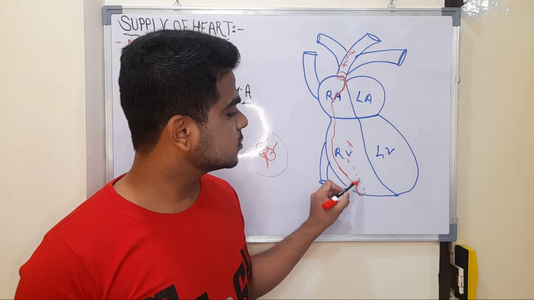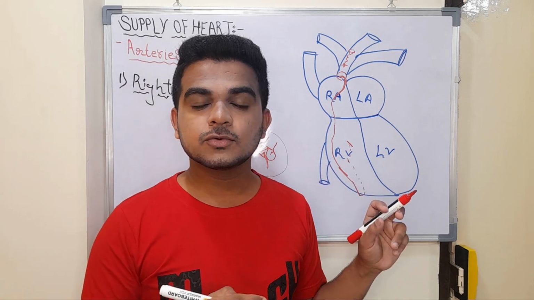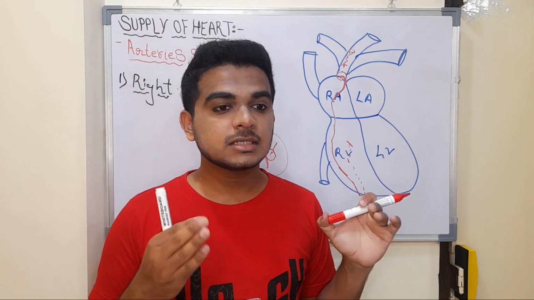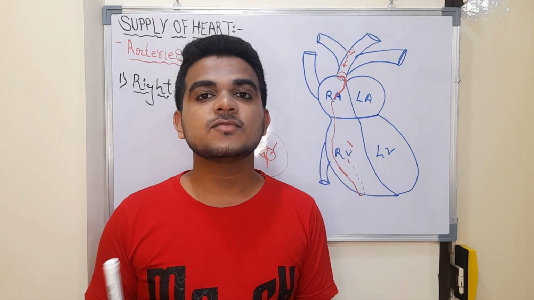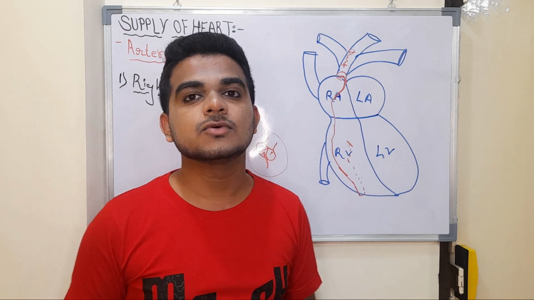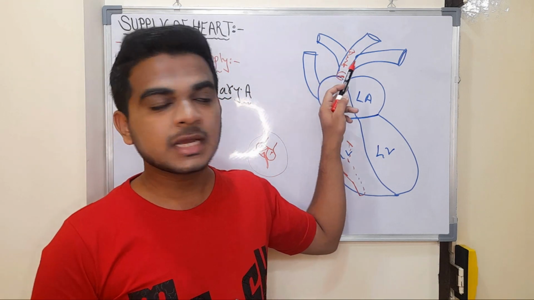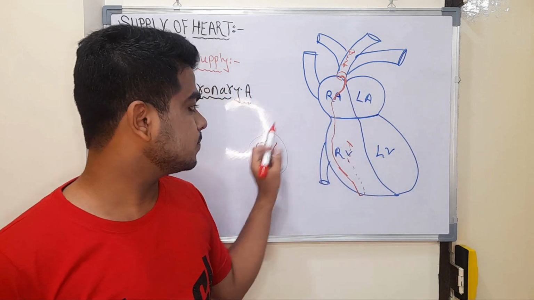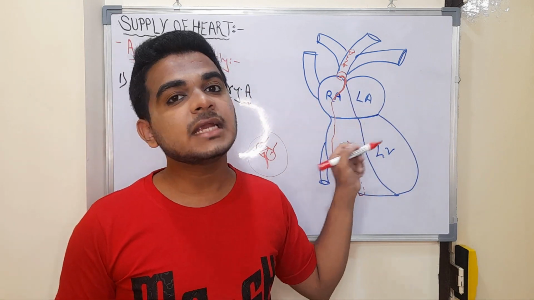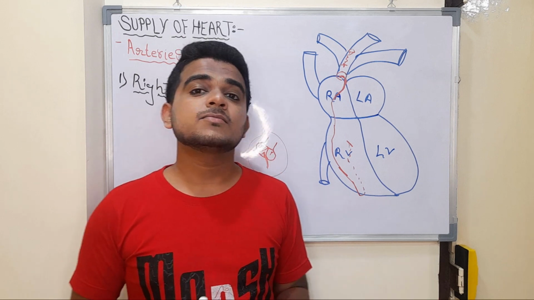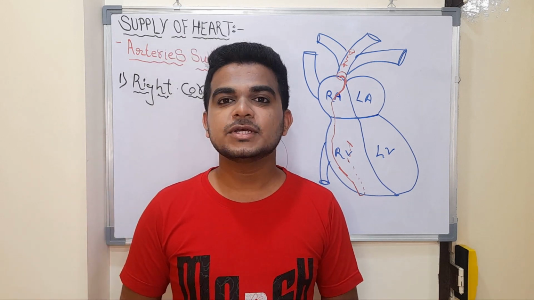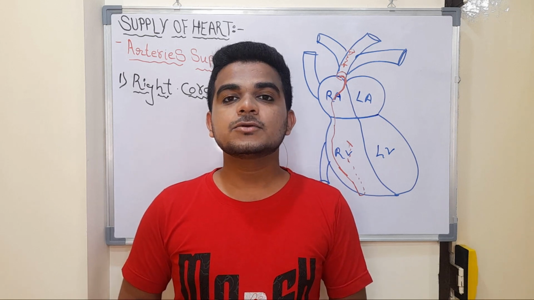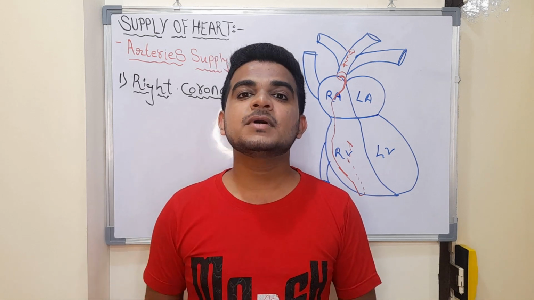So it goes posteriorly through the interventricular groove, and from the back it terminates or anastomoses with the circumflex branch of the left coronary artery. So it starts from the aorta and terminates posteriorly. This is the course of the right coronary artery. But there are some branches of the right coronary artery, and I will explain each and every branch and how to remember each branch name.